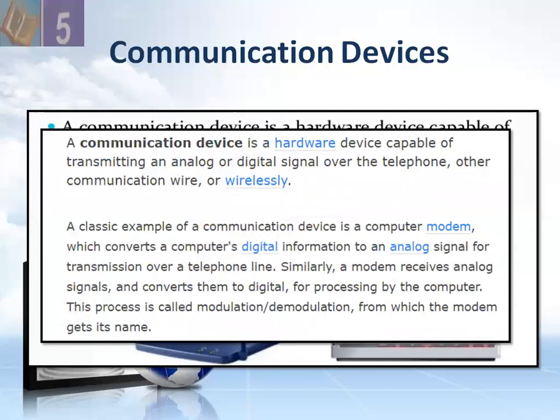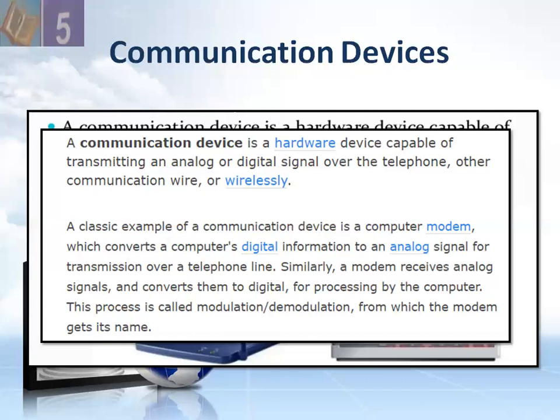So a communication device is a hardware device capable of transmitting an analog or digital signals over the telephone or other communication wire. A classic example of a communication device is a computer modem, which converts a computer's digital information to an analog signals for transmission over a telephone line. Similarly, a modem receives an analog signals and converts them to digital for processing by the computer. This process is called modulation and demodulation, from which the modem gets its name.